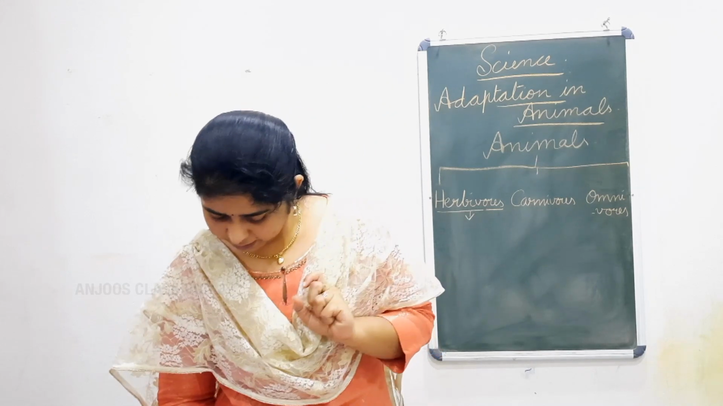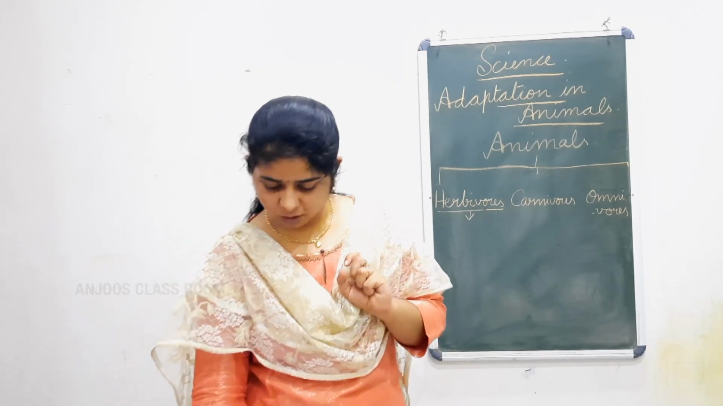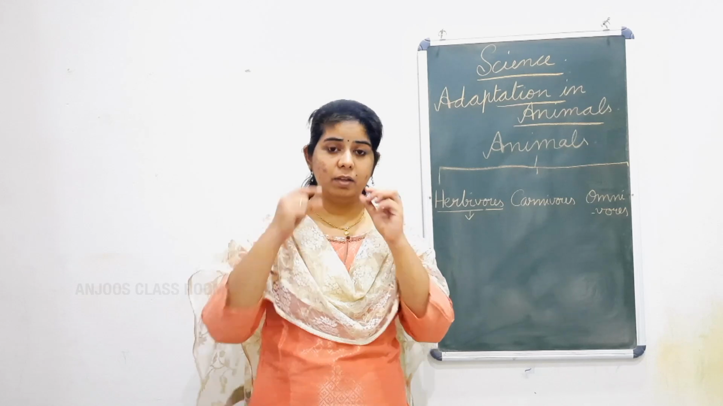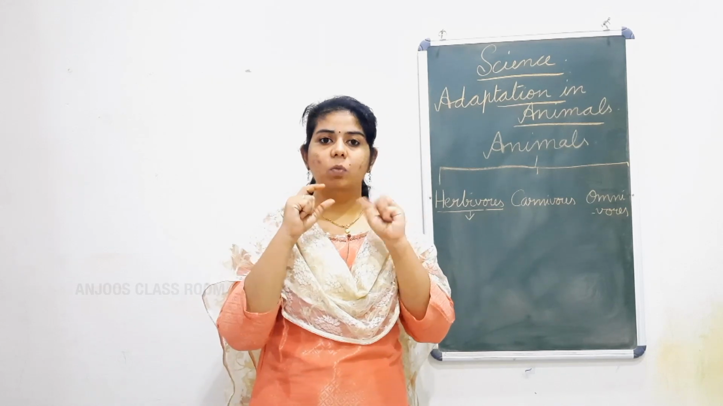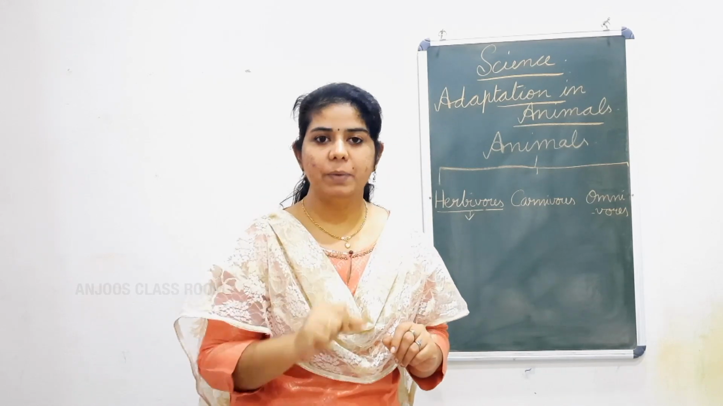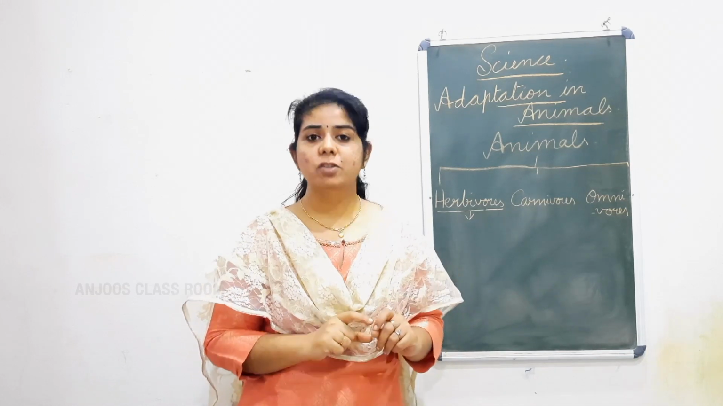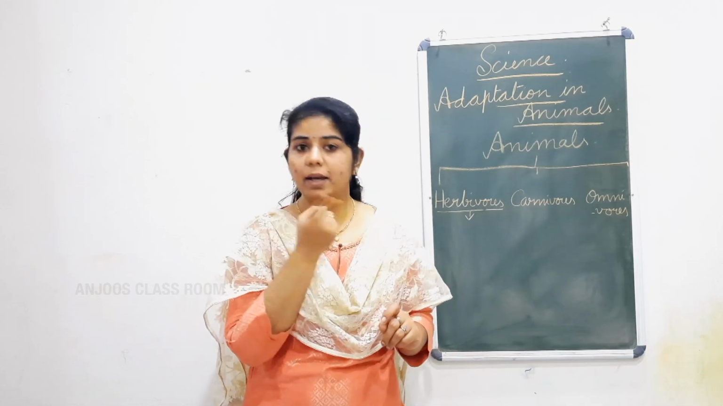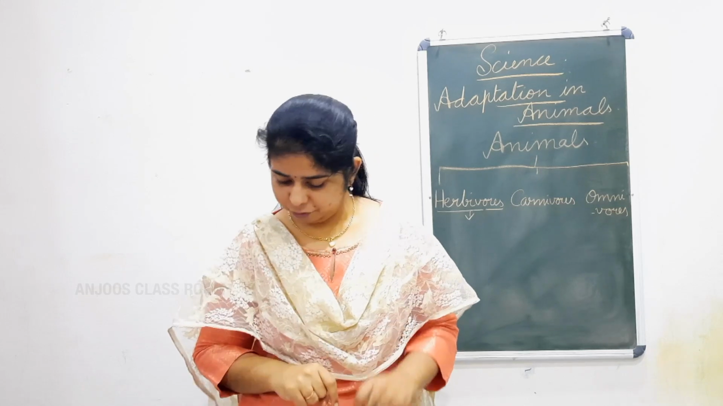Okay, that is, they have wide jaws and sharp incisors to bite. Their jaws are very wide. Then they have sharp incisors to bite and chew the food, using their molars and premolars to grind the food.